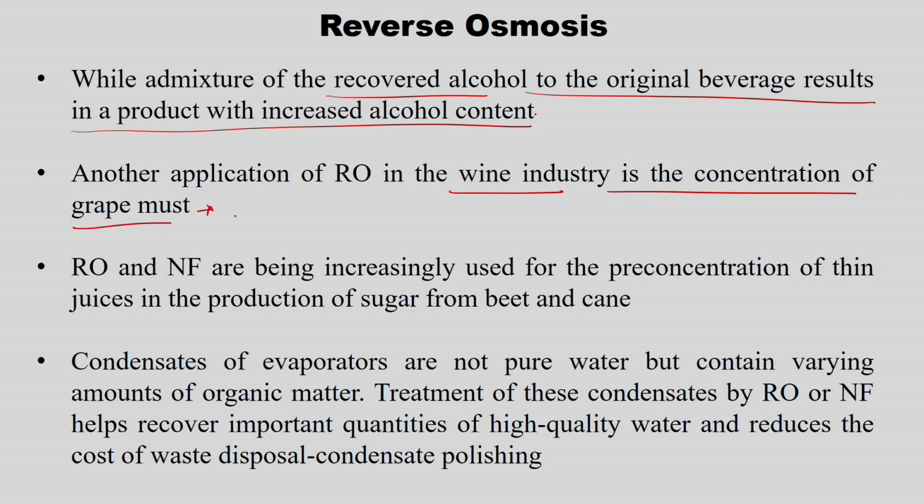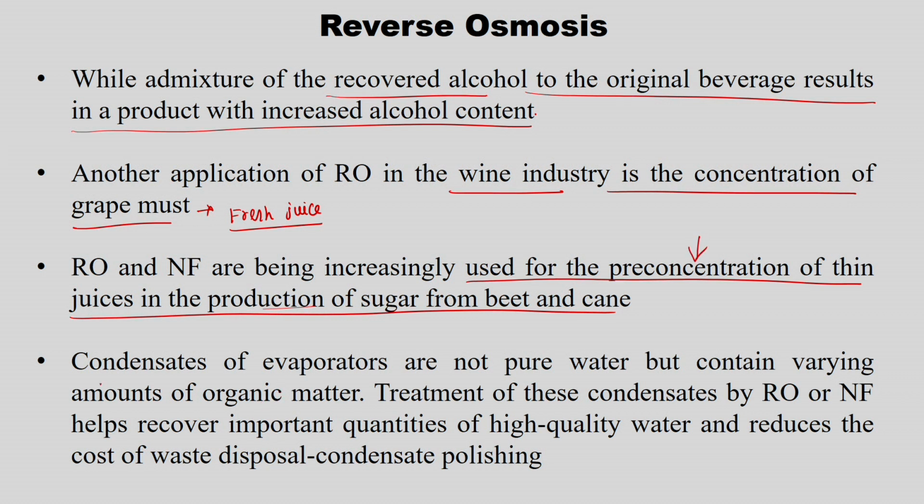So, the grape must is the fresh juice which is not brewed. So, the fresh juice which has the fruit pulps also. So, for the concentration of grape must also the RO is used. So, RO and NF are being increasingly used for the pre-concentration of thin juices in the production of sugar from the beaten cane, right. So, when we produce the sugar from sugar cane, there also the RO and NF process are being used to pre-concentrate the thin juices.